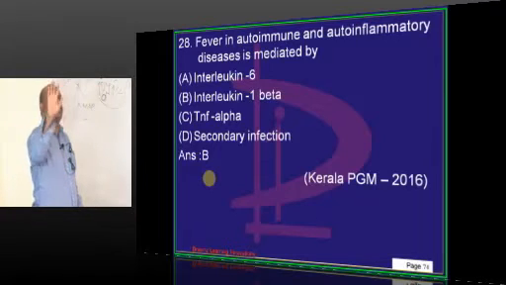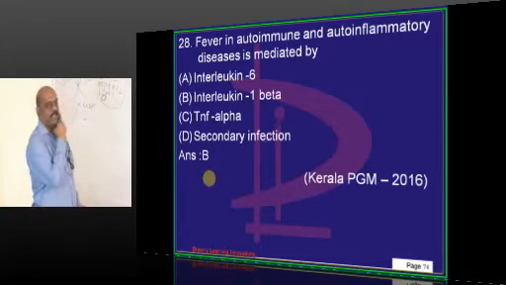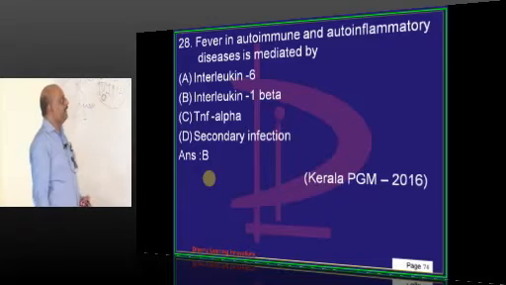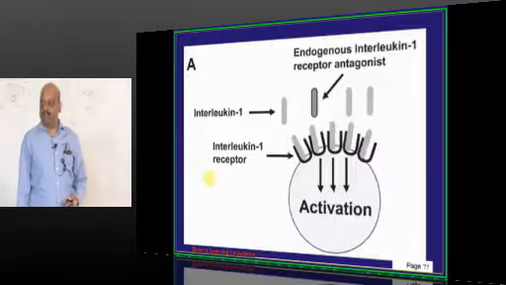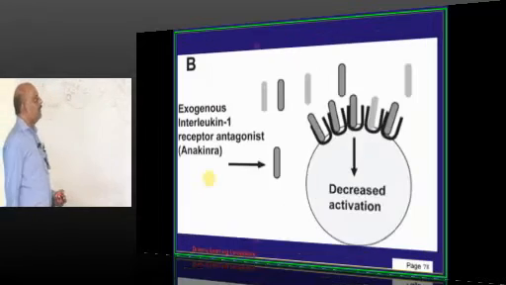Psoriasis में interleukin 17 is illogical, but this is logical and total logical. So anakinra is IL-1 receptor antagonist.